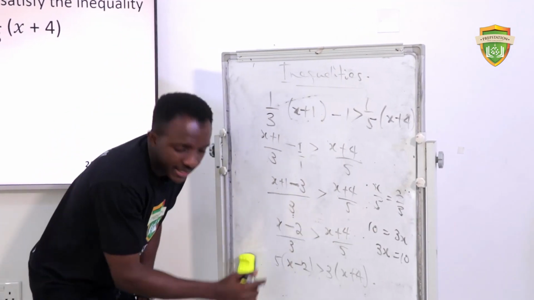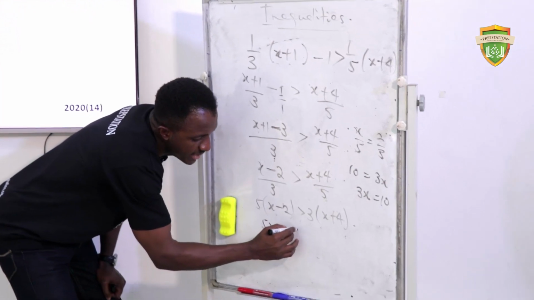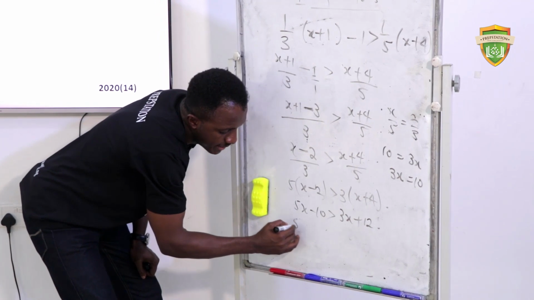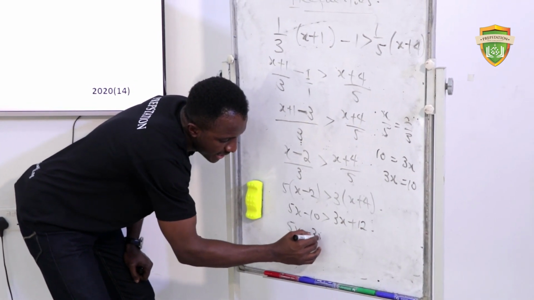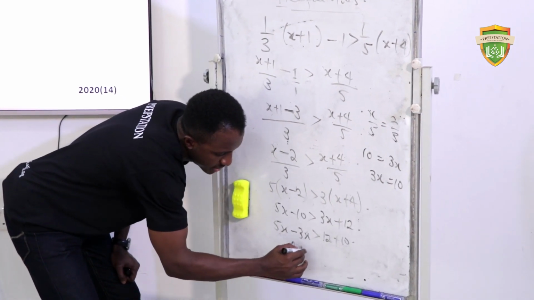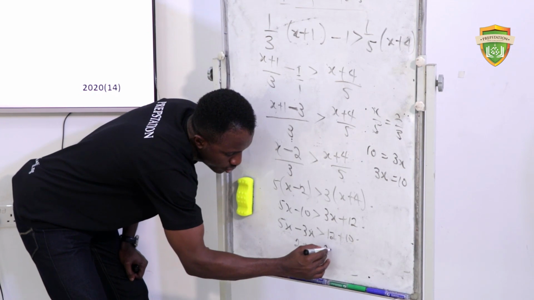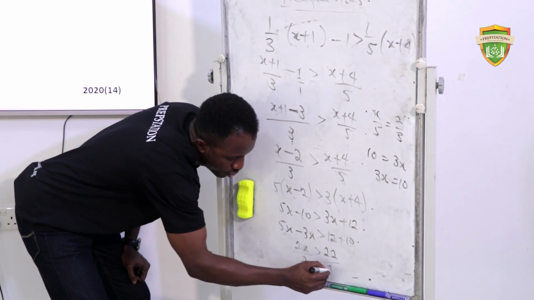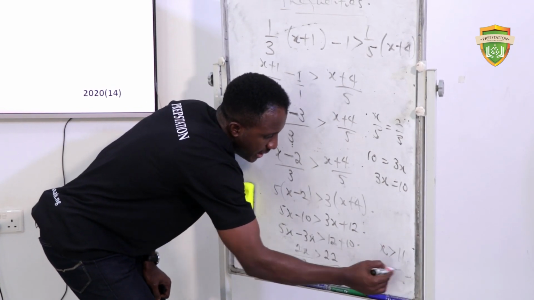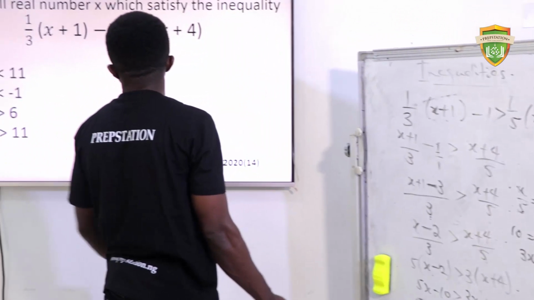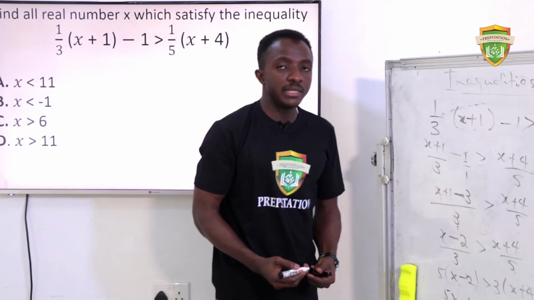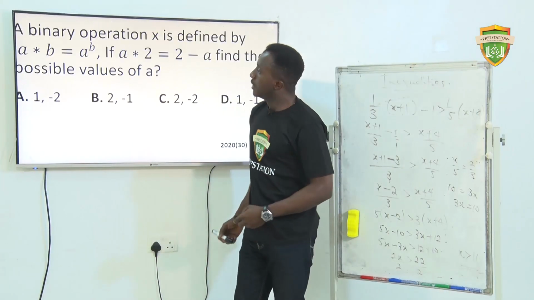Now let's solve that. Open the brackets. We have 5x minus 10 is greater than 3x plus 12. So collect like terms. 5x minus 3x is greater than 12 plus 10. So 2x is greater than 22. If I divide both sides by 2, it will give me x is greater than 11. You have the answer there? Yes. Option D. x is greater than 11. That's the correct answer. Okay.